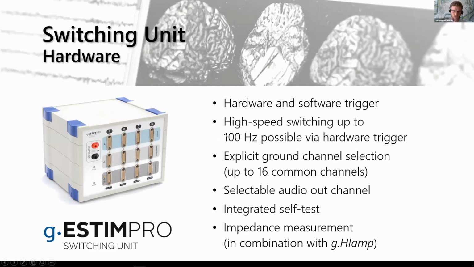We can switch up to 100 Hertz, and we can also select explicit ground channels, and here also up to 16 channels. Also, maybe interesting for people who are doing spike recording or other kinds of deep brain recordings or single unit recordings, we have a selectable audio out channel to allow auditory inspection of the signal.